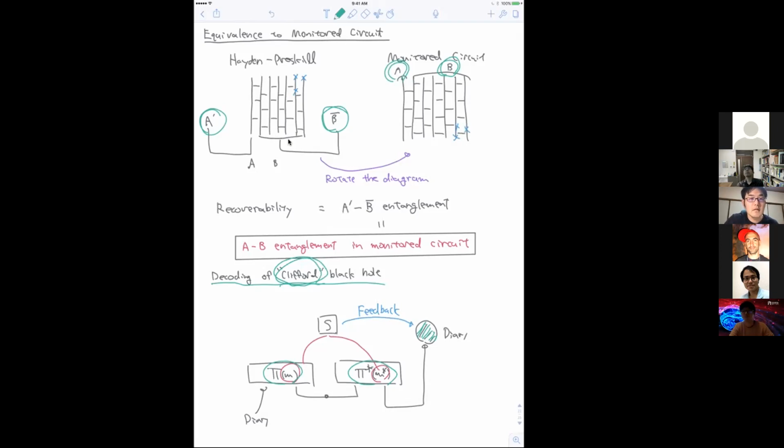I have a question. In the original Hayden-Preskill protocol, we need to know what kind of unitary is performed by the black hole, right? To decode. Yes, that's always the case, we need to know. In your case, what kind of information is needed to decode? I need to know the black hole dynamics, and also I need to know the measurement outcome.